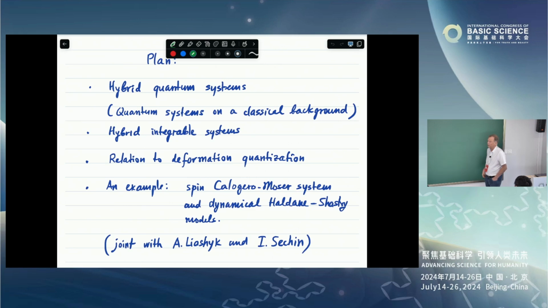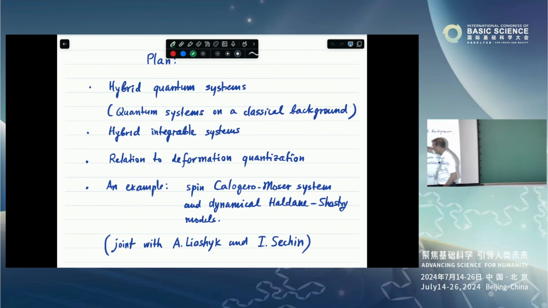So the goal is to explain what a hybrid quantum integrable system is. The plan is first I will explain what a hybrid quantum system is, and then what a hybrid integrable system is, and the relation to deformation quantization. Now it will look very exotic, but if you see how naturally they appear from deformation quantization, then it becomes more natural.